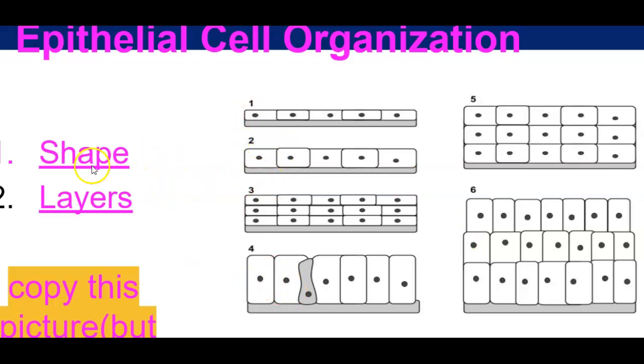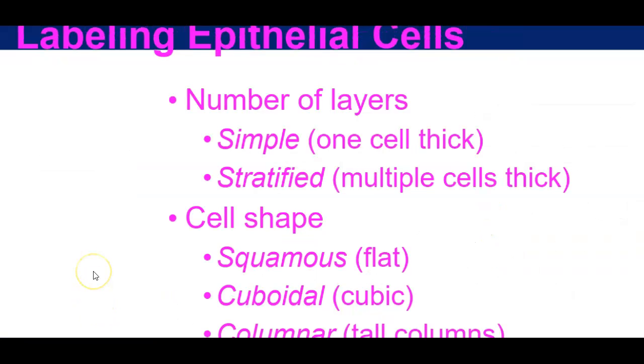Okay, so I do want you to write in pink the epithelial cell organization. Number 1, shape, 2 layers. Draw some of this, but don't write this. Okay, so if we're going to label, this is how we label. First of all, if it's going to be one layer, that's simple. If it's many layers, we call it stratified. That's the first one. We have to look at it first.